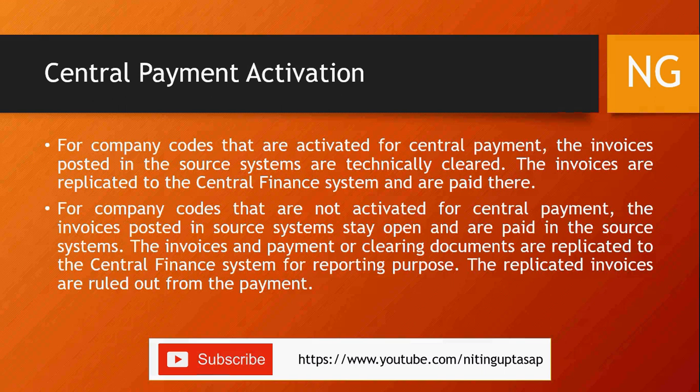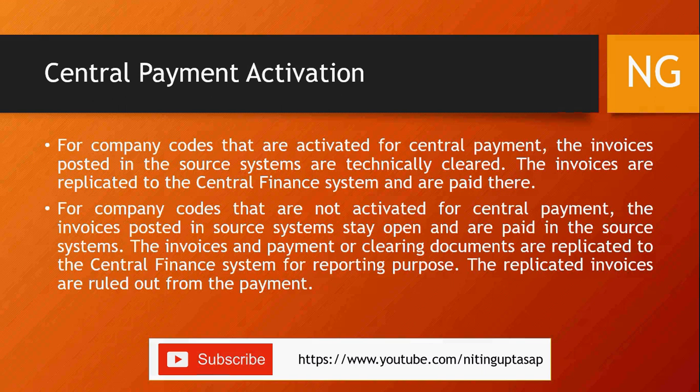So if you have two company codes, where one is central payment activated and another is not, then for the one which is central payment activated, the process will work. For another, you need to make a payment from the source company code. The invoice, payment and clearing documents are replicated to the Central Finance system for reporting purposes. However, such invoices which are supposed to be paid in the source system are ruled out of the payment from the target system, and they are cleared in the target system by default, technically cleared.